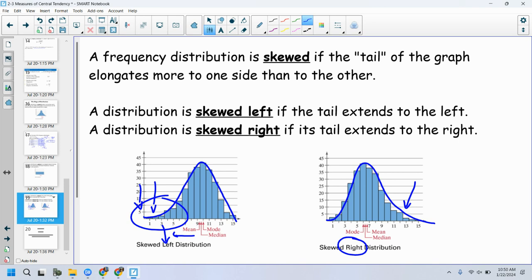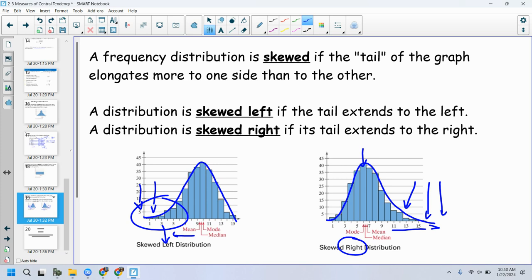Skewed right is the opposite. There are more outliers over here, which means that the mean is getting pulled to the right side more than the median and the mode. The mode's still lining up at the highest point. The median is getting pulled a little bit, but the mean is getting pulled the most over to the right by those outliers. So skewed left is the tail to the left. Skewed right is the tail to the right.